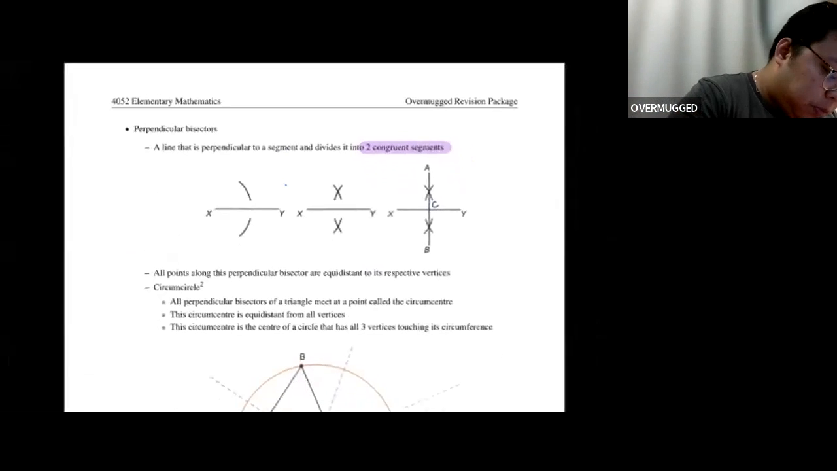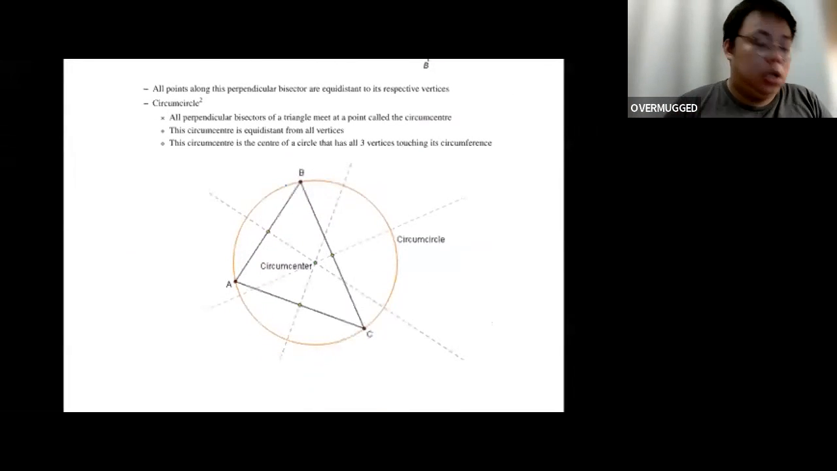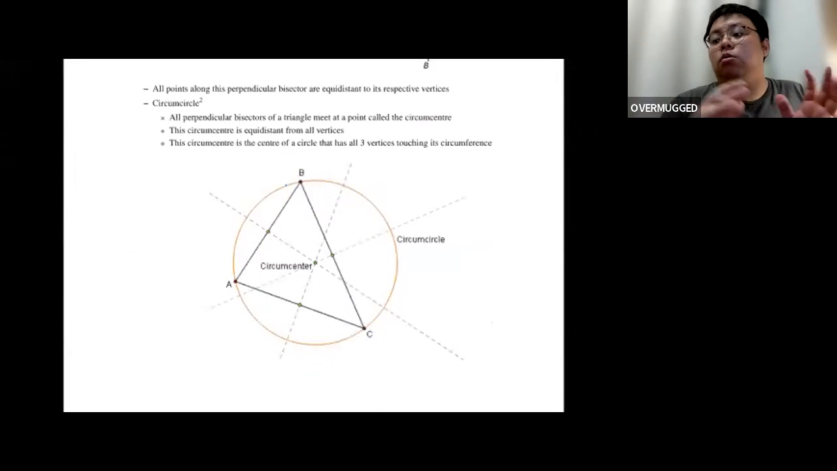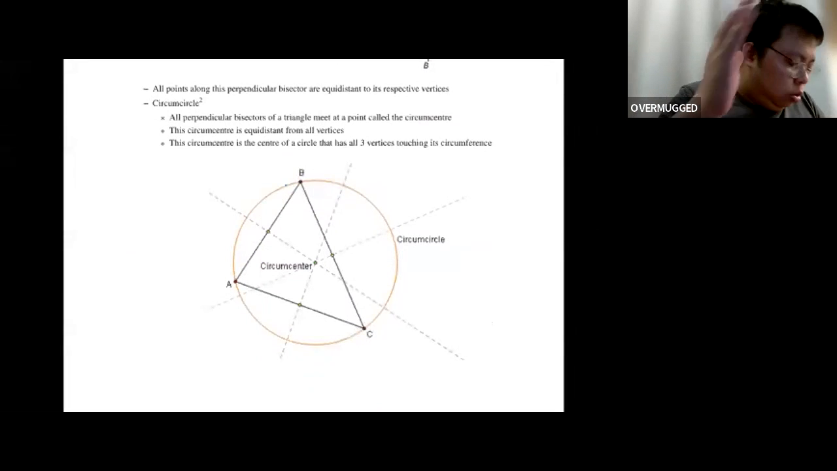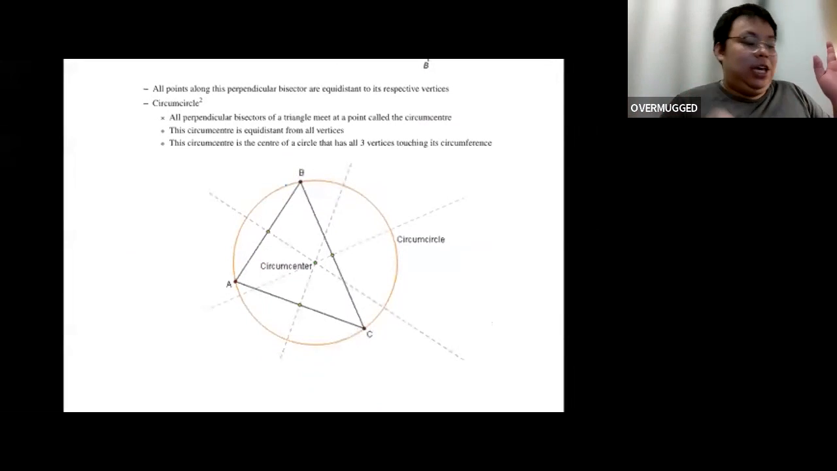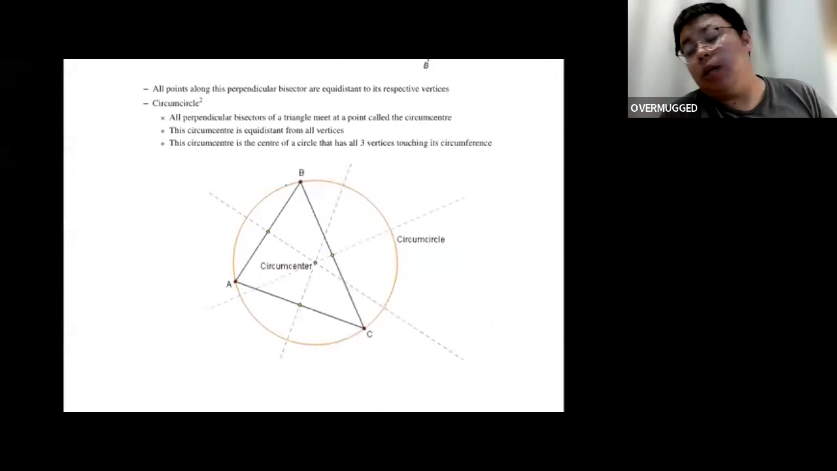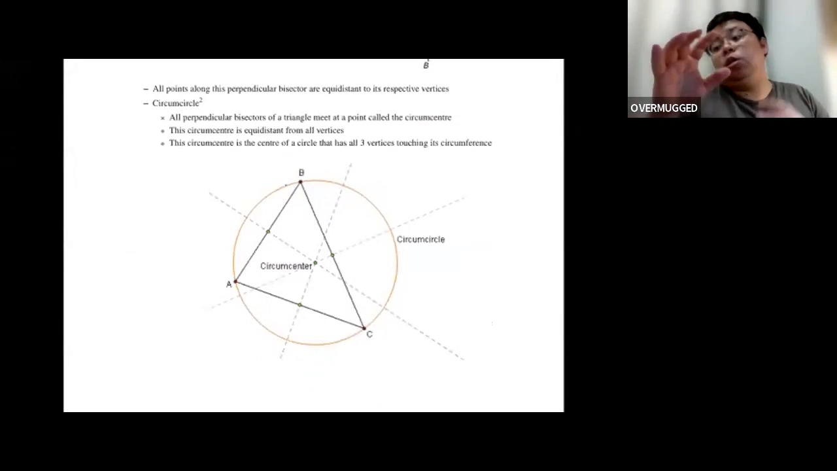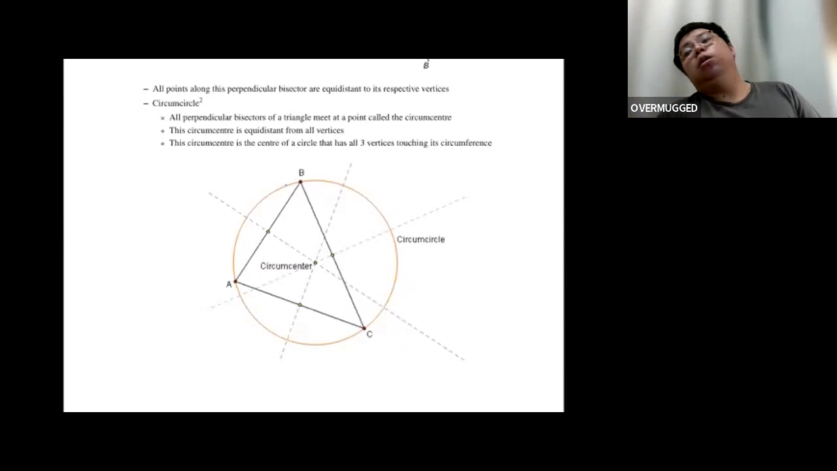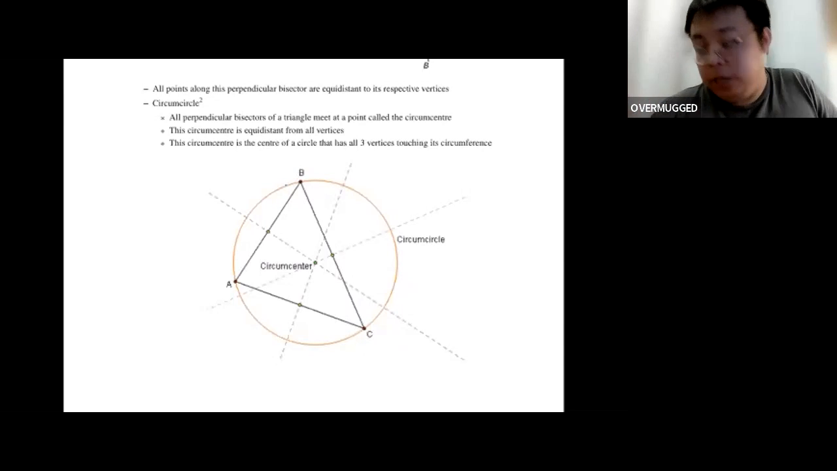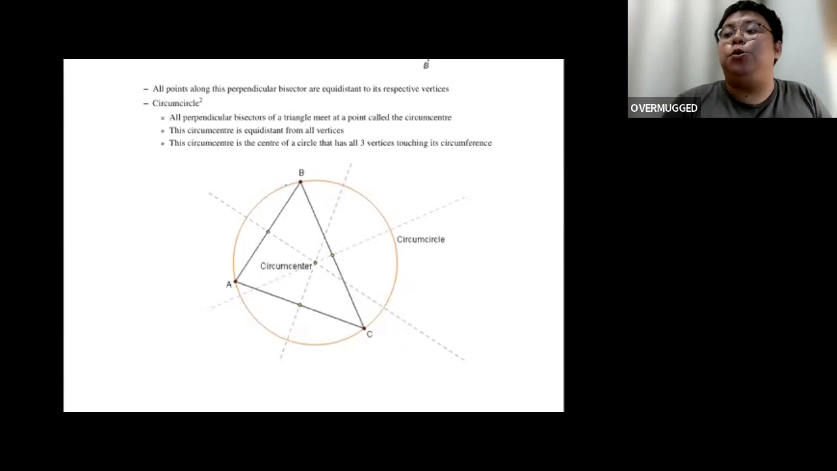Next thing I want to say is about this concept called a circumcircle. A circumcircle is basically when you have your perpendicular bisectors. These 3 different perpendicular bisectors are going to intersect at a little point in the center, and we call this the circumcenter. This circumcenter is going to be the center of your circle when you draw around your triangle.